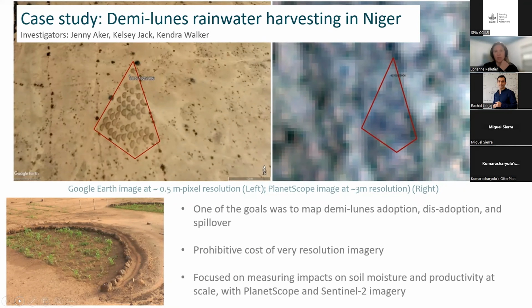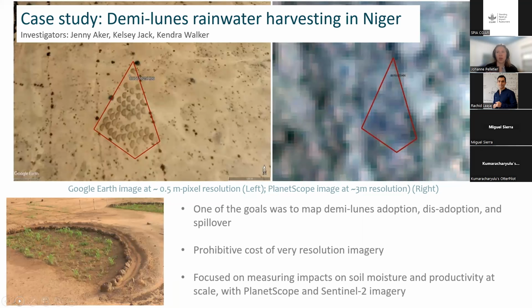Trade-offs can be between some imagery and others. For example, they all come with their own characteristics, but then there's also trade-off in terms of cost and what you can do. That's one of the challenges that was faced by the case study on demi-lune rainwater harvesting in Niger. So they faced trade-off, not so much in comparing the type of imagery that was available for them, but in terms of project goal and cost.